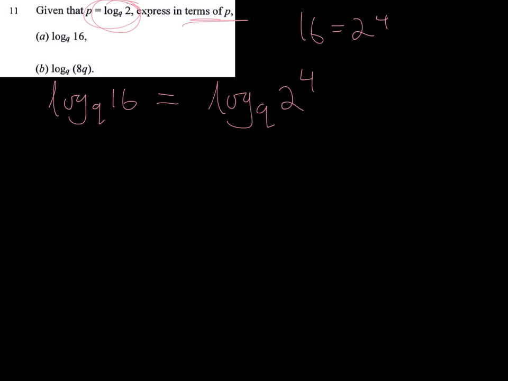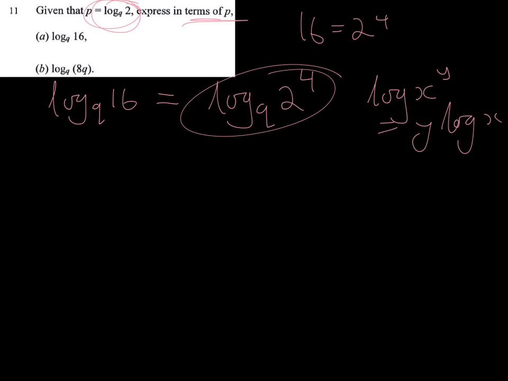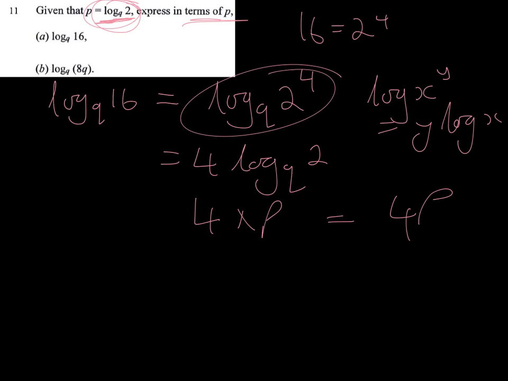Then we can just use the log law that log x to the y is the same as y log x, so we can bring the power down and say that this is the same as 4 times log to the base q of 2. We've been told already that log to the base q of 2 equals p, so this is just going to be 4 times p. So part A gives us an answer of 4p.